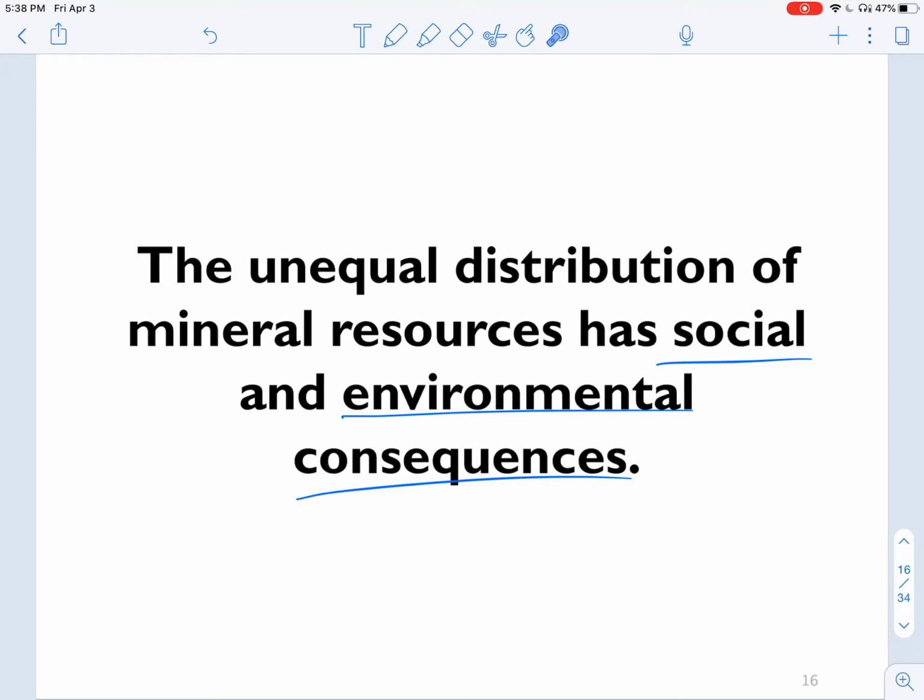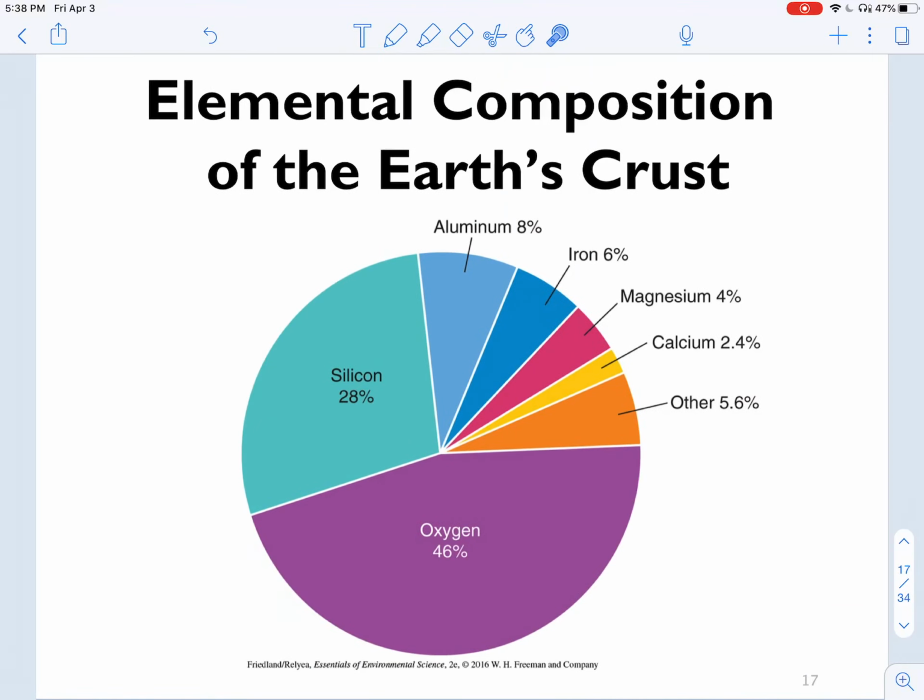But let's just talk about some of these mineral resources in general. So in terms of just the overall composition of the Earth's crust, most of it is oxygen and silicon. Oxygen in terms of oxides, so iron oxides. So rust, for example. Metals on their own are, for the most part, pretty reactive. Gold and silver, platinum, these do not form oxides very easily.